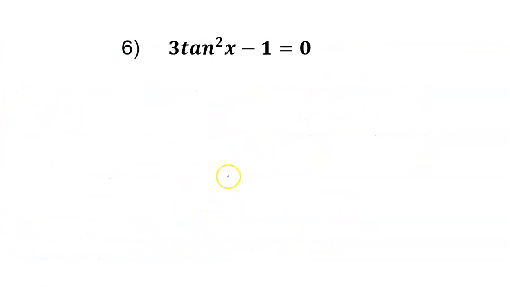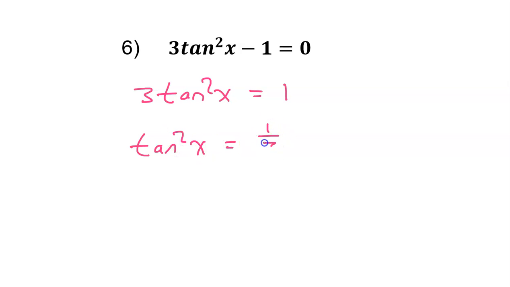All right. And problem number 6. Let's start by adding 1 to both sides. That will give us 3 tangent squared x is equal to 1. Dividing both sides by 3, we get tangent squared x is equal to 1/3. Time to take the square root of both sides. So we will have tangent x equals plus or minus. Don't forget, when you take the square root of both sides, the solution will be positive or negative.